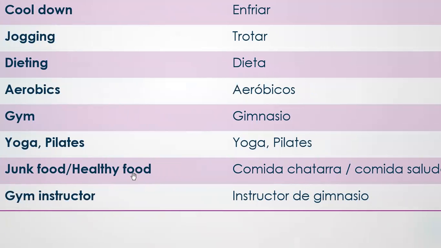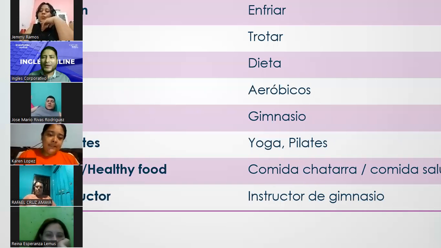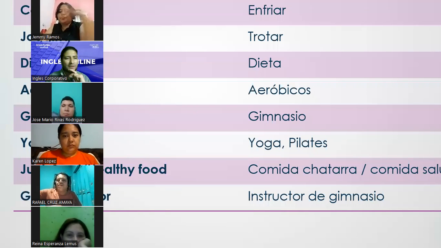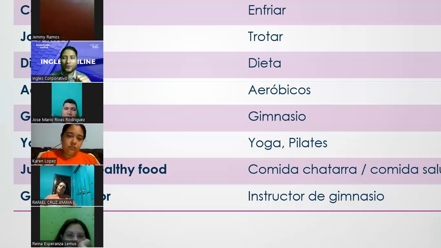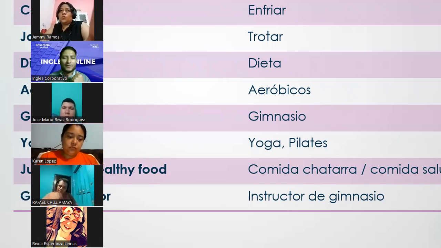Healthy, repeat. Healthy food. Okay. Mention healthy food you eat. What do you eat? Apples. Correct. Okay. Vegetables. Bananas. Yogurt. Cereal, repeat, cereal. Correct. What else? Rice, okay, good.